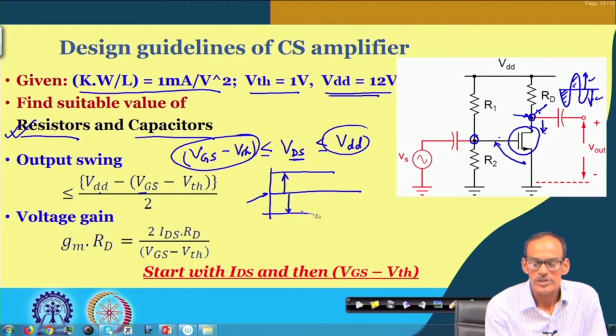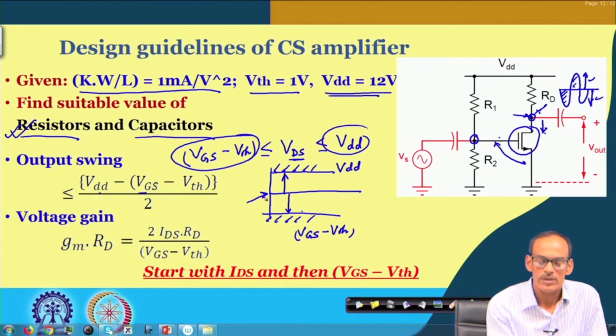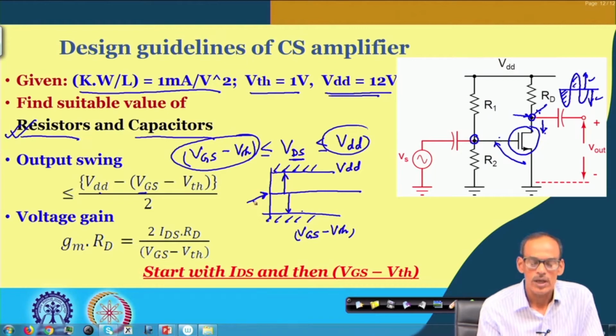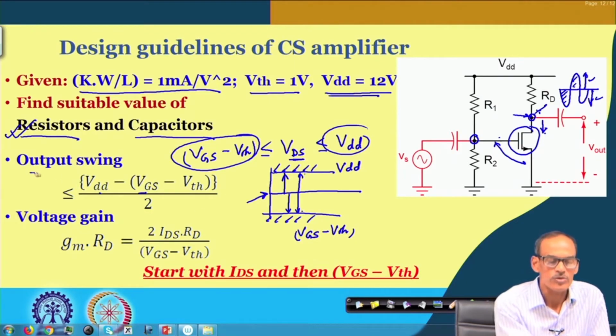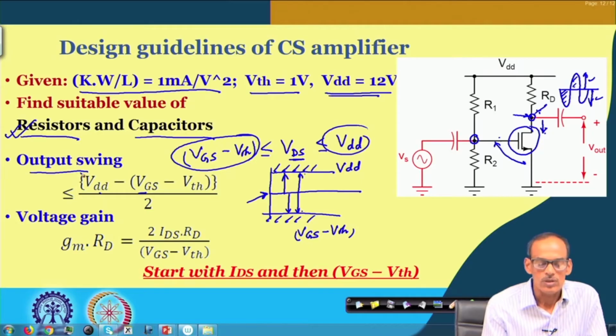So, pictorially the upper limit here is VDD, and on the other hand the lower limit is VGS minus VTH, and we set the DC operating point at the middle of this. So, whatever total swing we have, divided by 2, will be the output swing. Obviously, we want this swing to be as high as possible, and this is the limit.